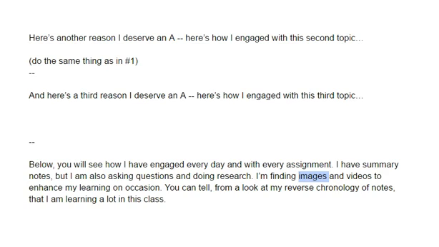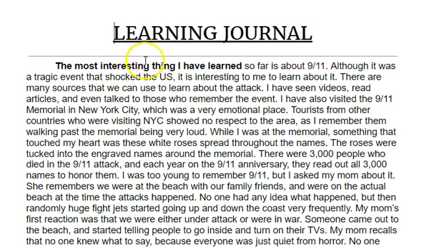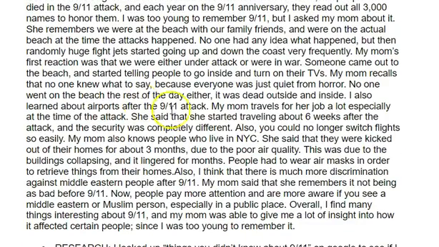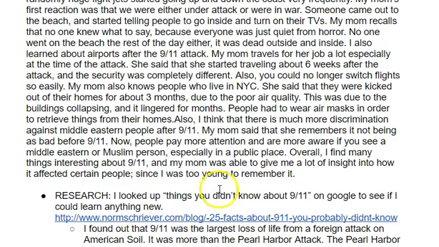This is a really good example. So here's this student's learning journal, and they got interested in 9/11. And so the most interesting thing I've learned so far is about 9/11. You can hit pause and read this. I'm not going to read it to you, but you can tell that this student talked to her mom and did some interviews. And so building off that assignment we did where you interviewed someone who lived through 9/11.